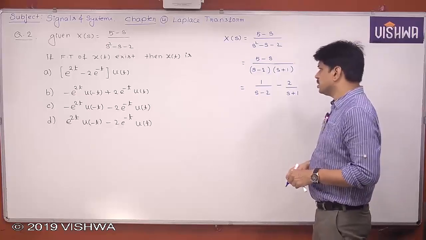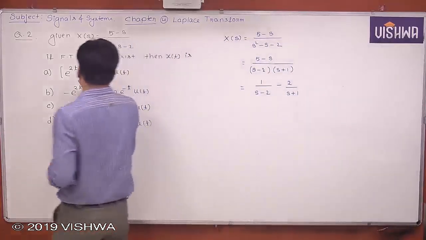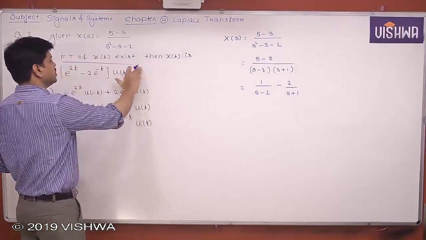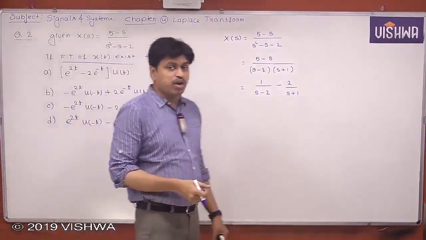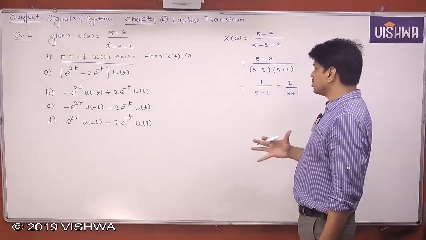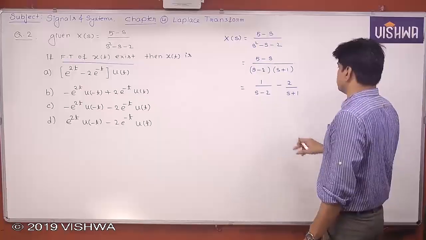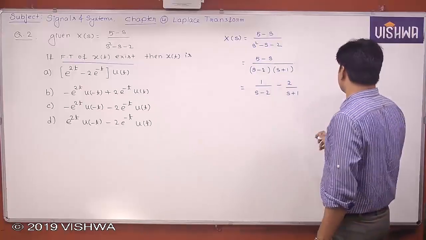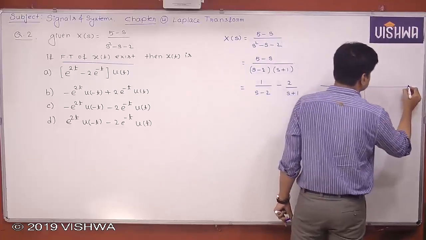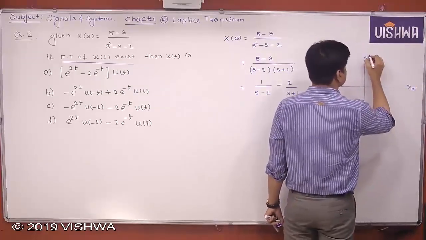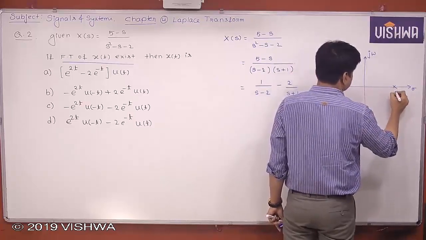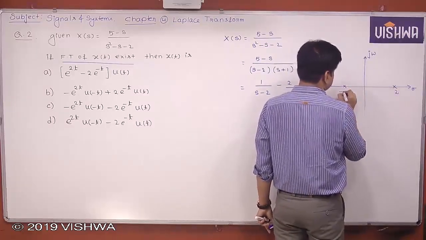Let's see. They have given one thing, that Fourier transform of x of t exists. What do you mean by that? That means they have mentioned the ROC. So what is that ROC? We have two poles here, one at 2 and another at minus 1. Let's draw the pole-zero pattern: sigma axis, j omega axis. Here is one pole at 2, here is one pole at minus 1.